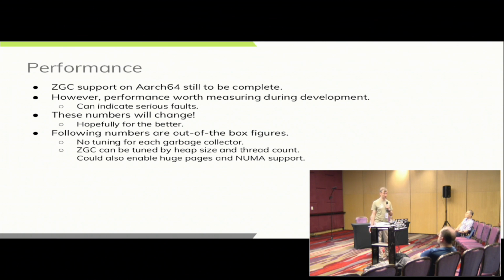I'm running SPECjbb. I'm not doing any particular tuning to get the most out of any particular garbage collector. This is just out of the box. If you've got experience with other garbage collectors, the tuning of ZGC is very straightforward. There's two knobs, the size of the heap and the number of garbage collection threads, and that should be enough.